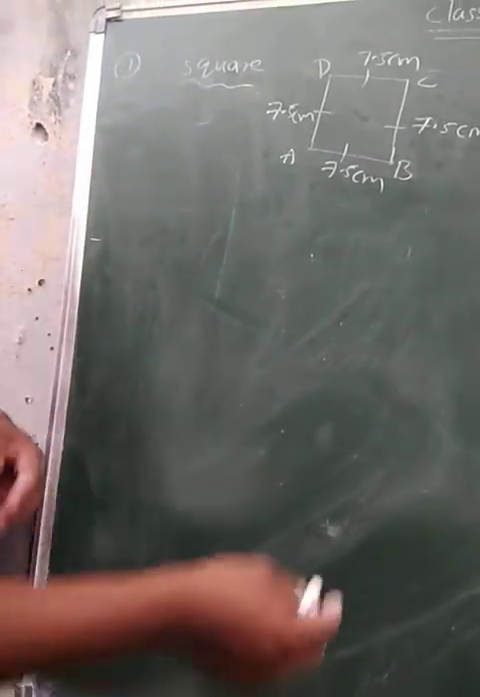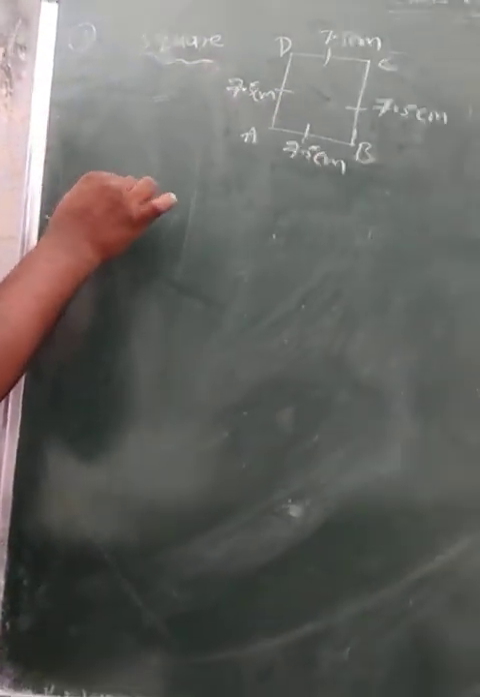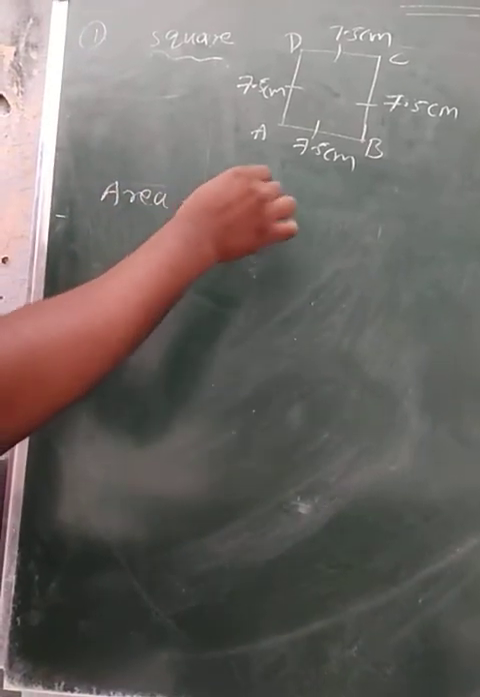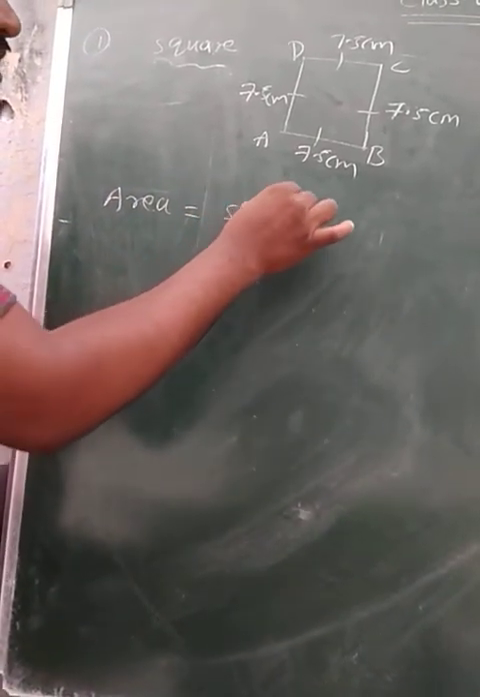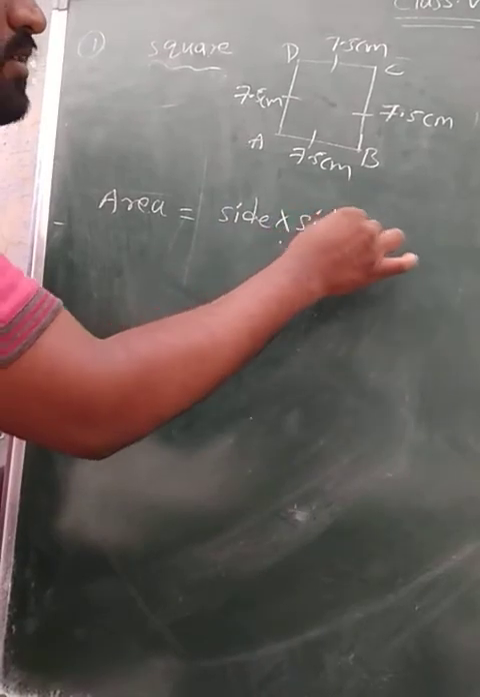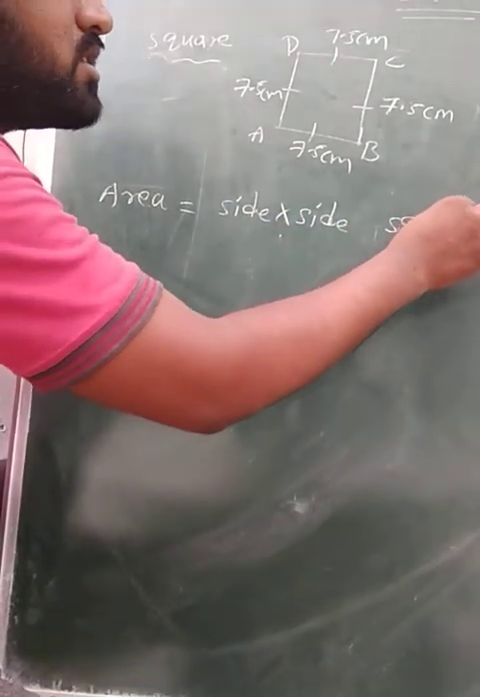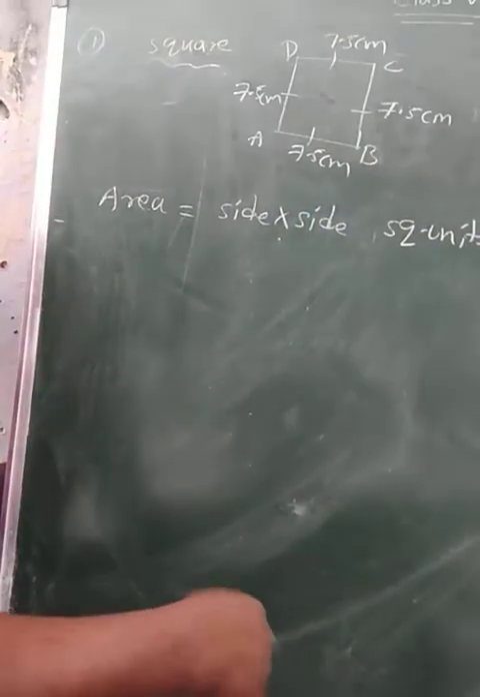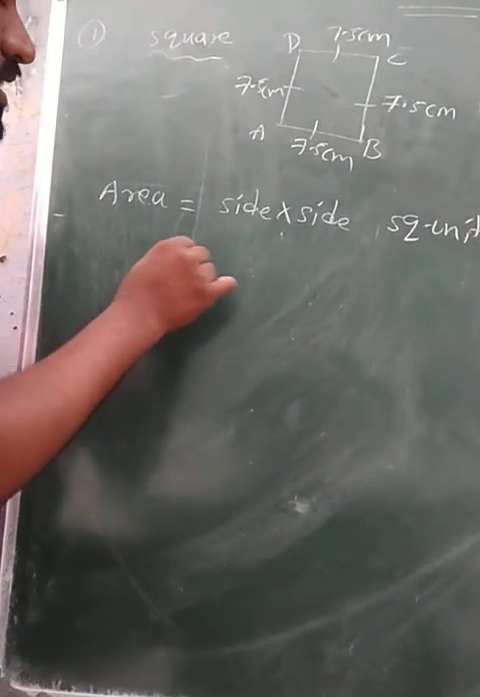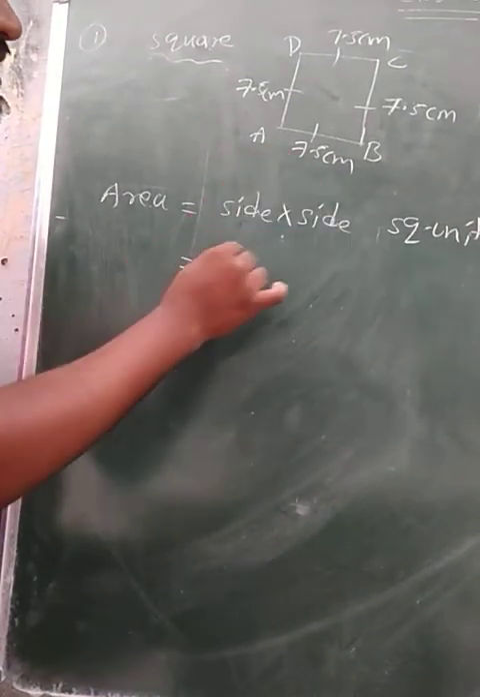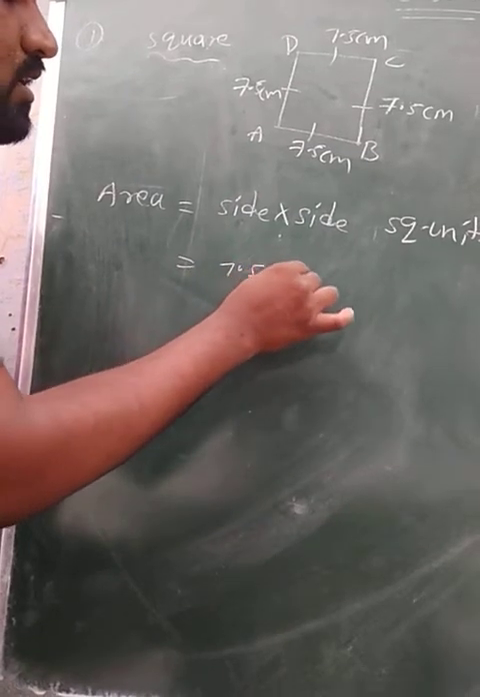What is the area? Area of a square is equal to side into side. So area is always in square units. Okay, what is the side? The side of a square is given as 7.5 centimeters.